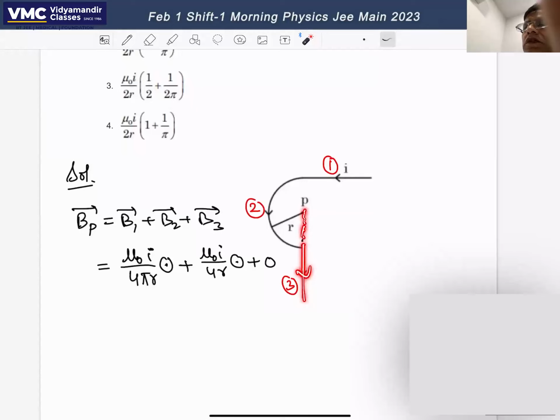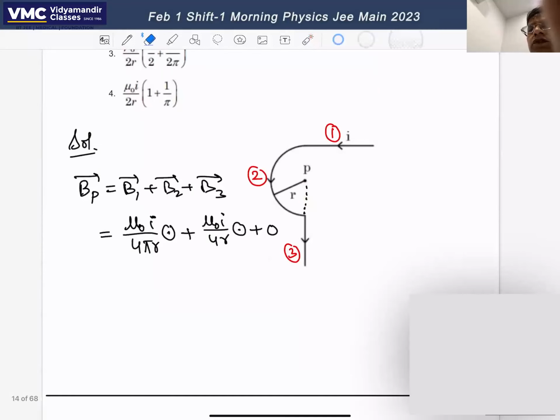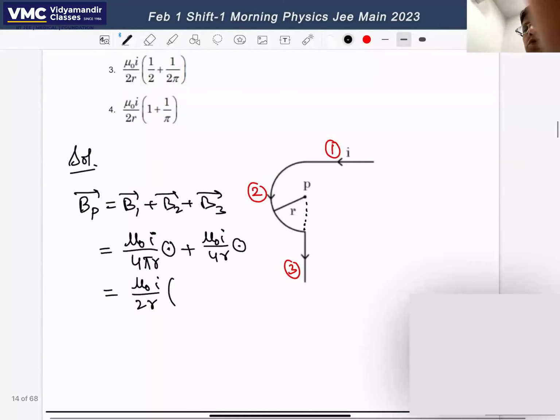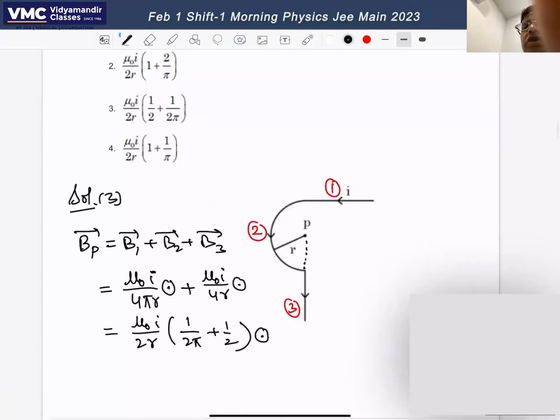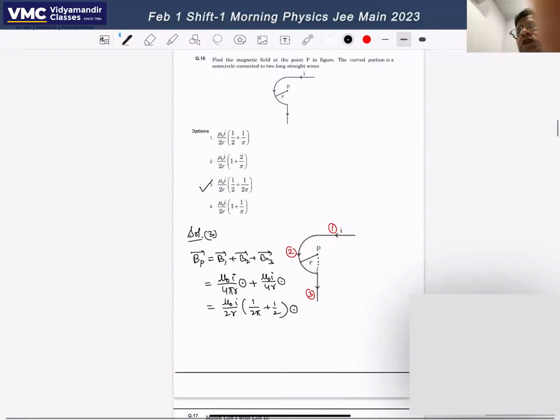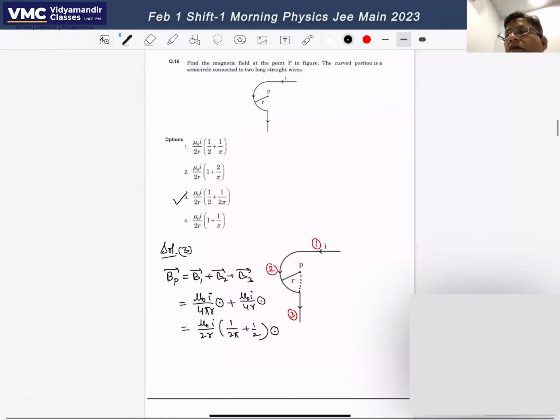on the line on this wire, on the extended line of this wire. So it contributes a zero field. So this third wire doesn't contribute any field. So the net field will be say mu naught I divided by 2R, that is say 1 by 2 pi plus half, and which is outward, which is nothing but say third option. So option third will be correct.